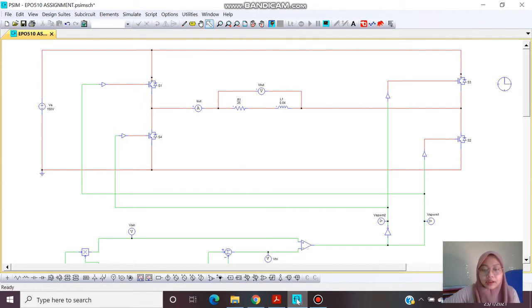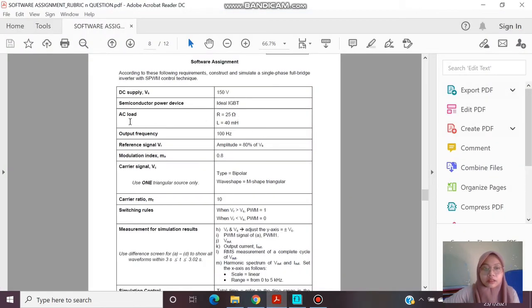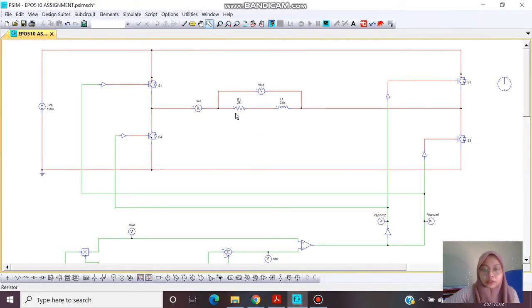Next is the AC load. We can put it here for R and L. R given is 25 ohm and L is 0.04 Henry. And this is V out, and this is I out.